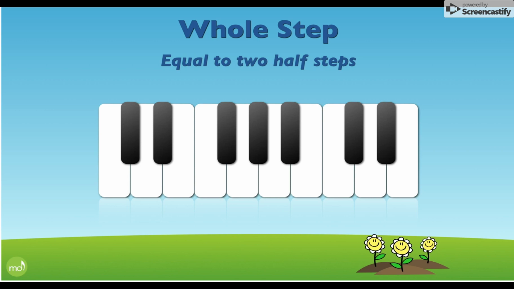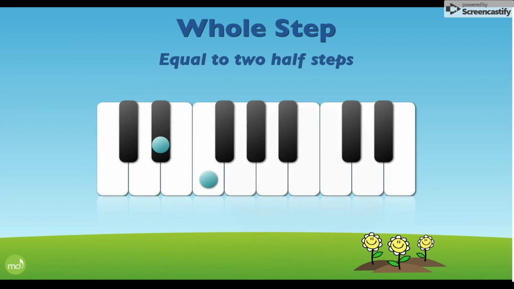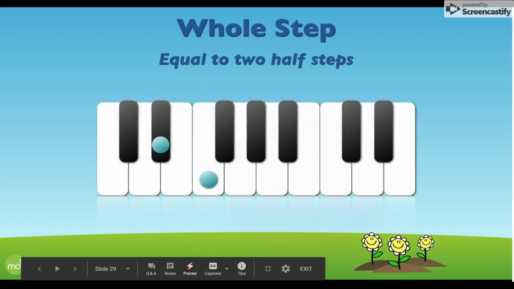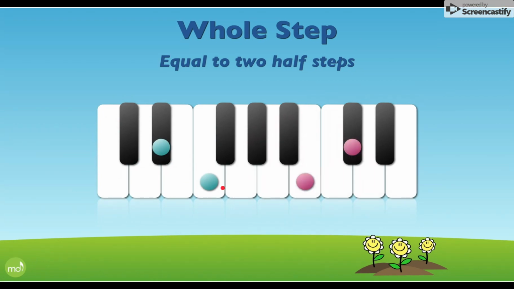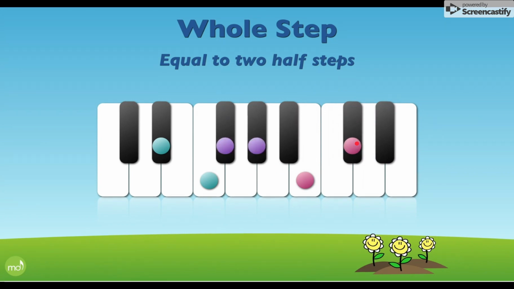Well, remember our half steps were directly touching on the keyboard. Our whole steps are 2 half steps. So if we are going from this black key here to this white key, that would be a half, so I need another one. So, for example, this would be E flat to F, or from B to C sharp, or these 2 black keys.